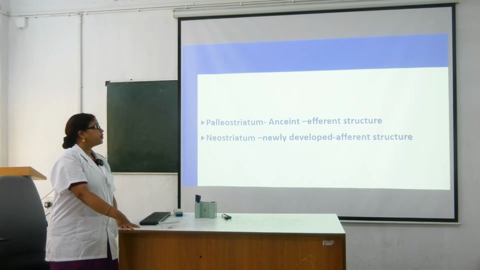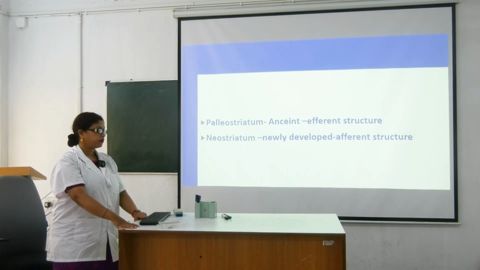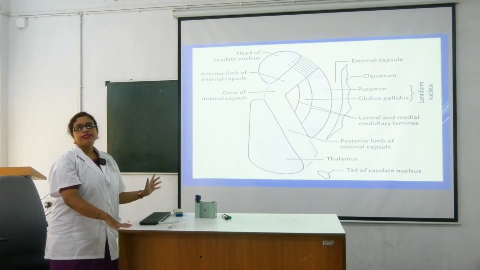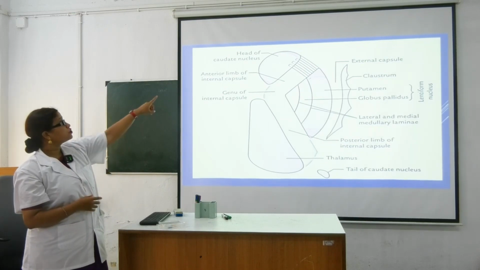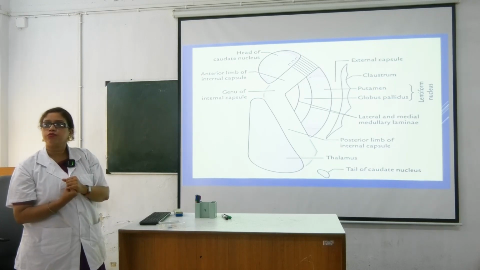Okay, so this is the efferent structure, this is the afferent structure. So this is the picture you have to draw. In between that you can see this white-colored shape area. This is the internal capsule.